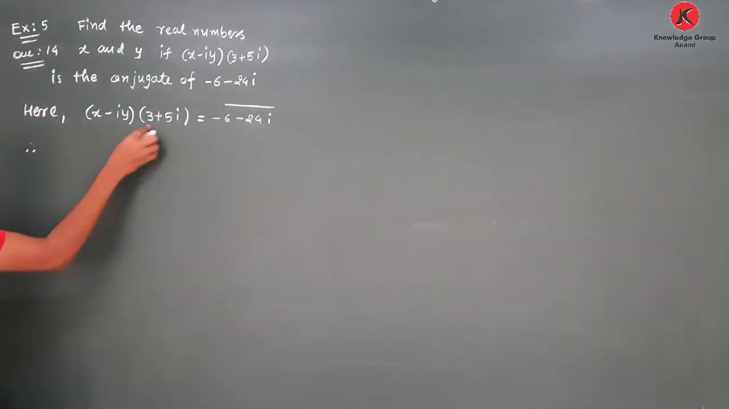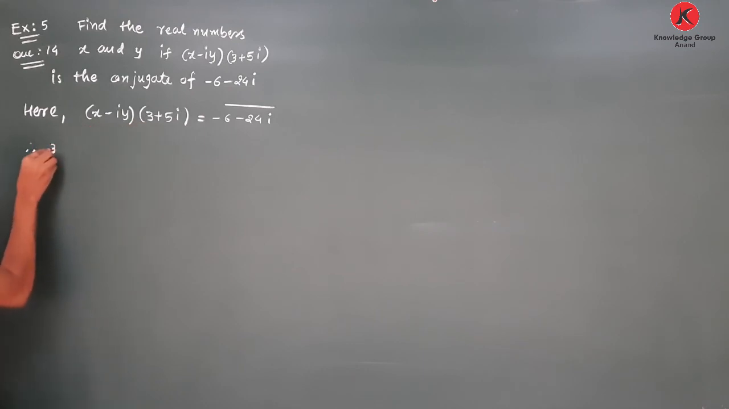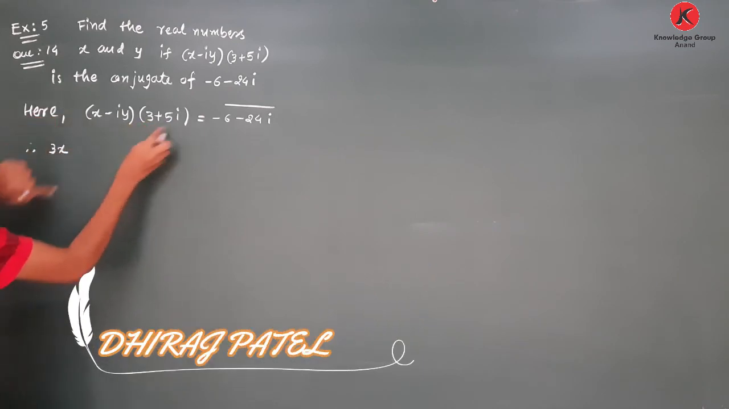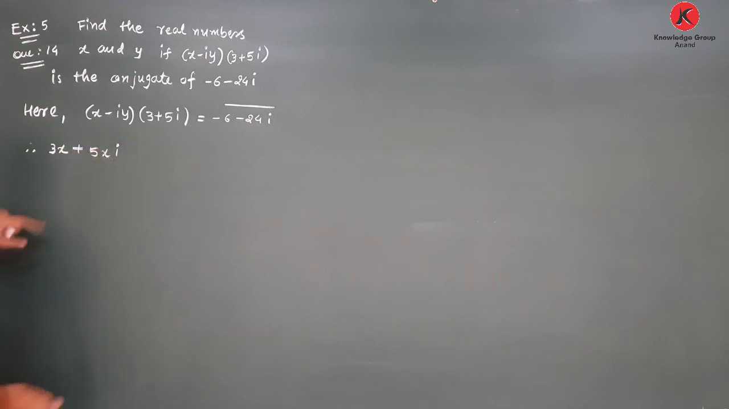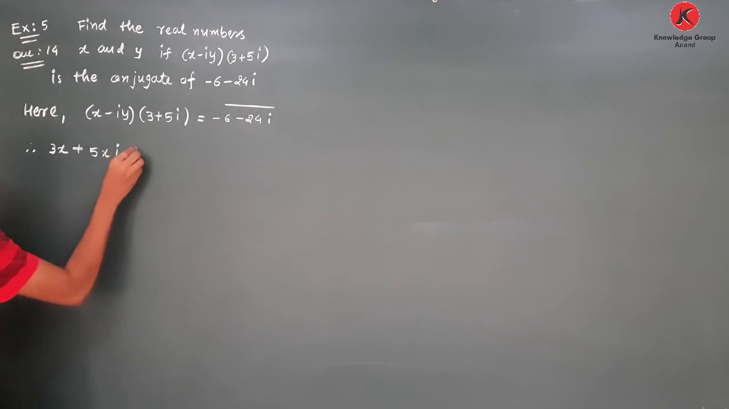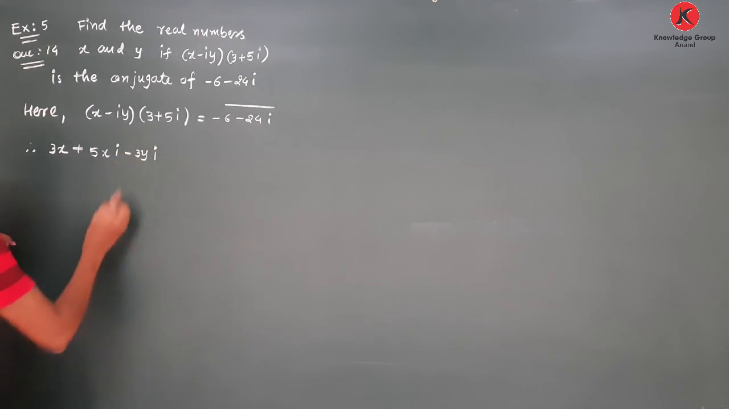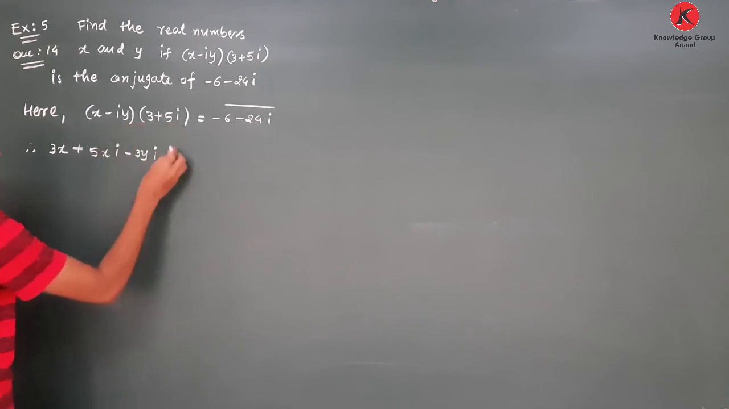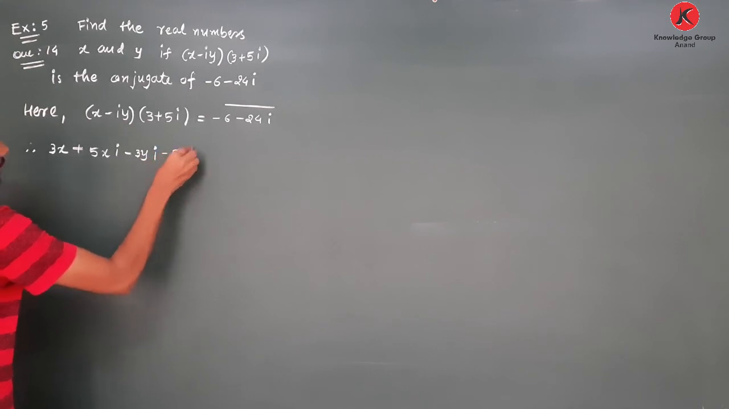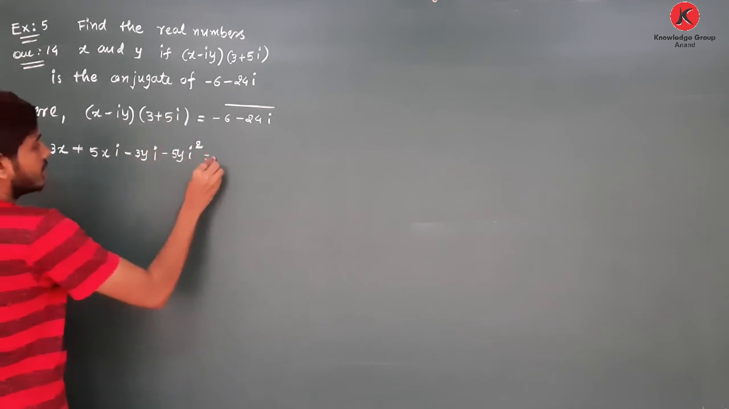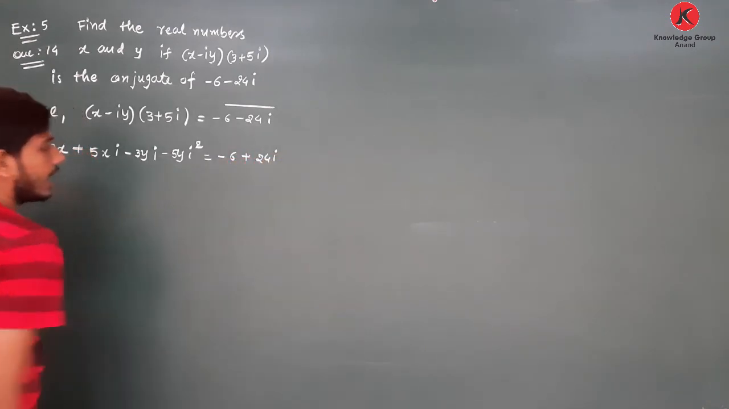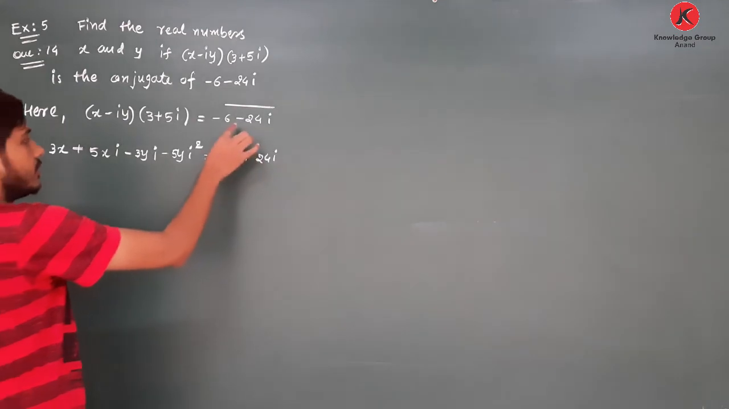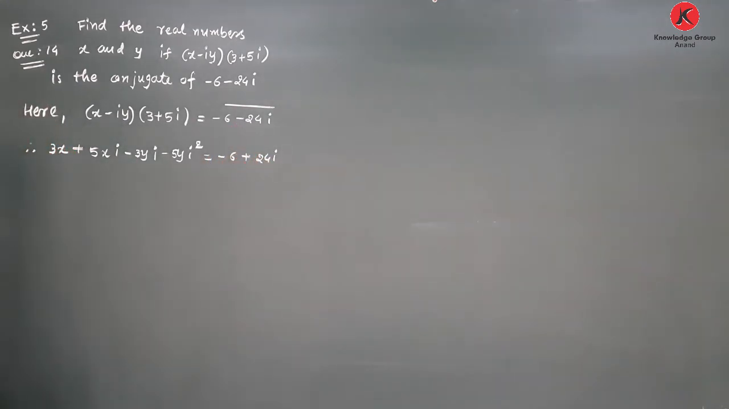Therefore multiply this: 3x into 3 plus x, 5x into i, minus 3yi and minus 5y i square, which is equal to minus 6 plus 24i. Conjugate, that means we have to change the sign of the imaginary part only.